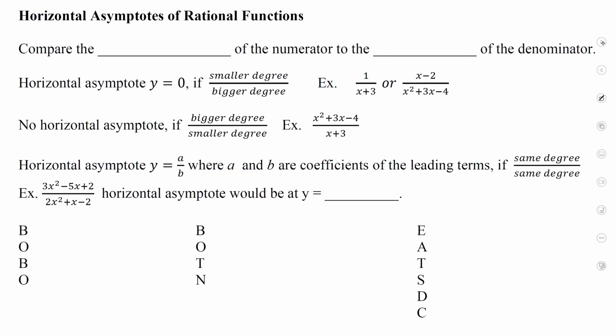Today, we are going to learn how to find horizontal asymptotes. So to find the horizontal asymptote, we are going to compare the exponent of the numerator to the exponent of the denominator. There's going to be 3 types of horizontal asymptotes. The first one, if the degree is bigger on the bottom.